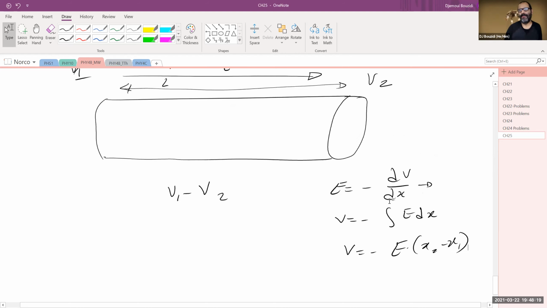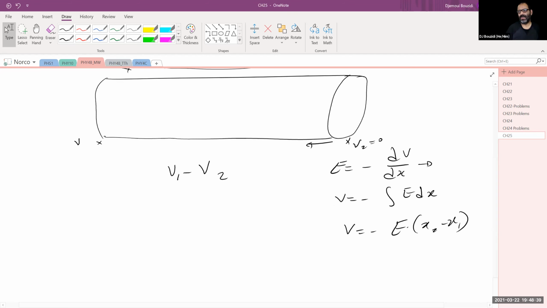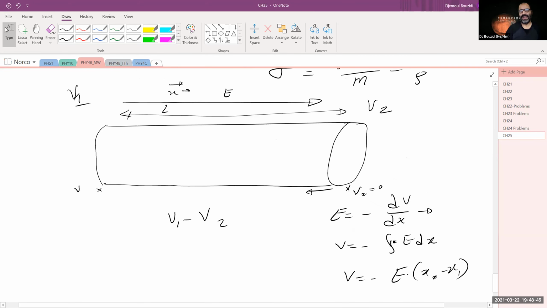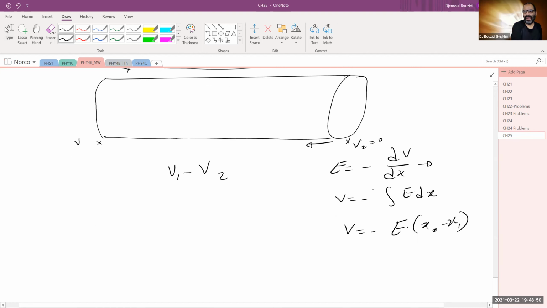So I'm assuming, if I start counting from here and take V2 to be zero and V1 to be V, X is actually going in this direction and E is in the opposite direction, just to fix the signs in here. So the final point will be L and the initial point will be zero. And the dot product is actually negative from my convention. And this will simply be equal to EL. V is equal to EL, that's all, okay?